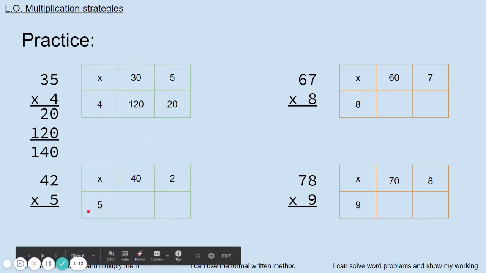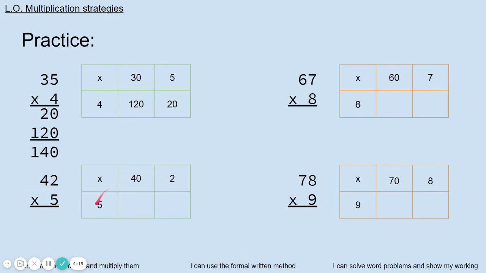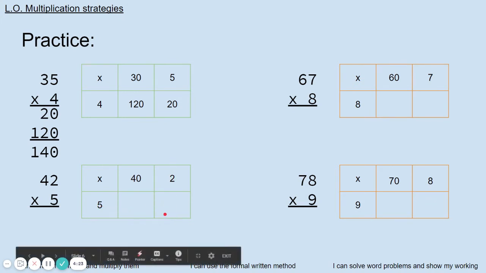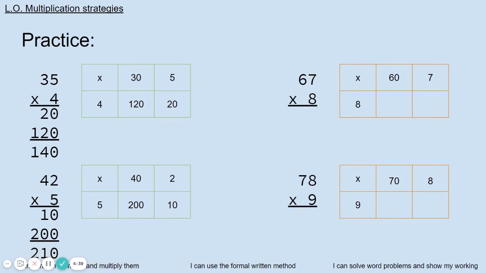And same here, we've partitioned it. Partition 42 into 40 and 2, and then we're just going to multiply it by 5 each time. So 2 lots of 5 makes 10, and 40 lots of 5 makes 200, and then pop it in there, and my thing's hiding the answer. If I stay still for a bit, go on. Yes, there you go, 210.